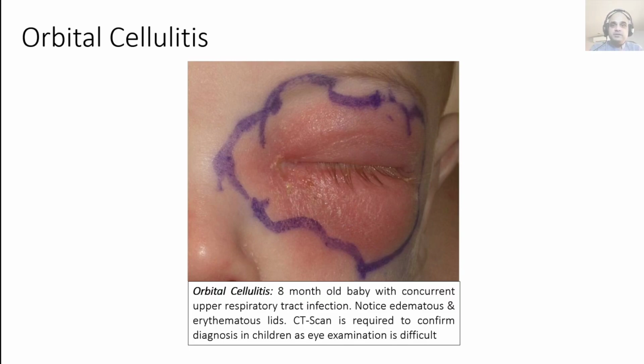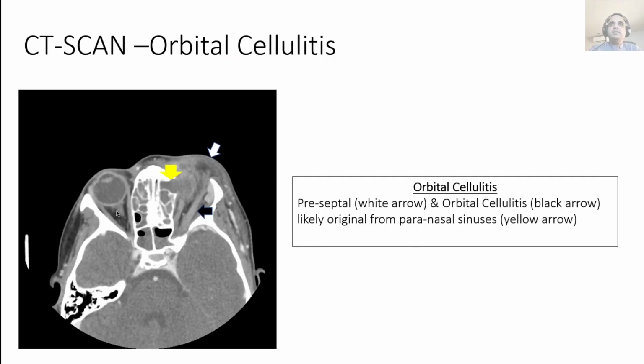But you need hospitalization for this and very careful monitoring. This is orbital cellulitis together with a concurrent pre-septal cellulitis. As you can see, the white arrow indicates soft tissue inflammation in front of the orbital septum, and the orbit is also full of inflammatory material.